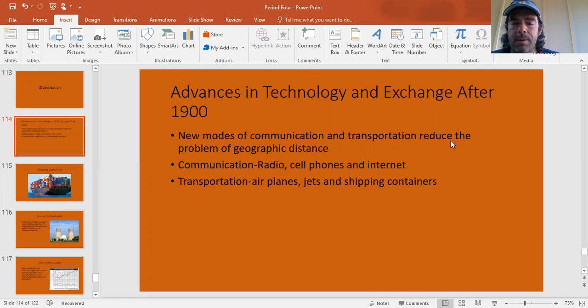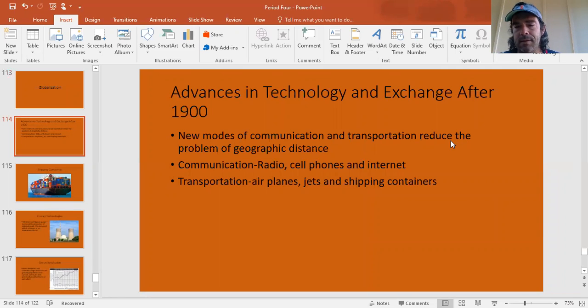Communication technologies like the radio, cell phones, and the internet. I played chess for 2 hours yesterday with a guy from Kazakhstan. That's incredible. You never could have had that before. That sort of global interconnection randomly between 2 people. And that's all a result of new communication technologies.